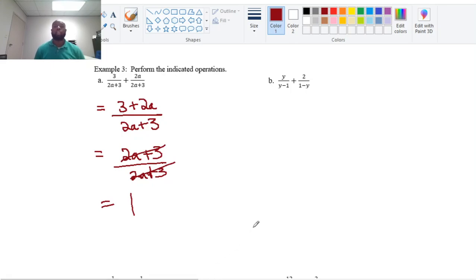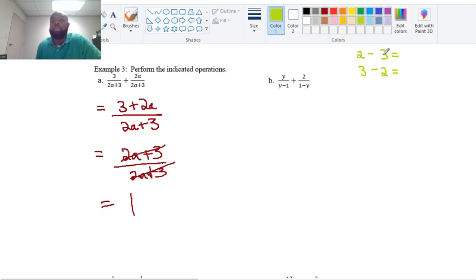All right, let's go to part B. y over y minus 1 plus 2 over 1 minus y. So these denominators look very similar. The difference here is that the order in which we subtract is different. I'm going to do a little exercise here. I'm just going to pick two numbers, 2 minus 3 versus 3 minus 2. I want to see what happens when I switch the order of subtraction.